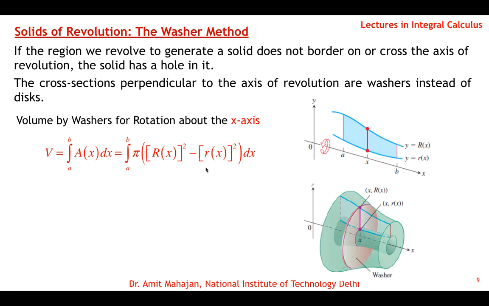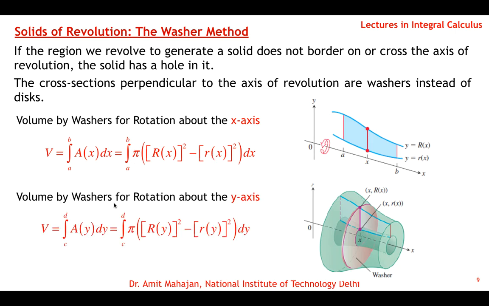Okay, so if we remove the area of the hole, then we will get the area of the washer. The formula is slightly modified because of the hole present inside the volume. And similarly, if you rotate the object about the y-axis, then a similar formula can be written in terms of y, integrating with y from c to d.